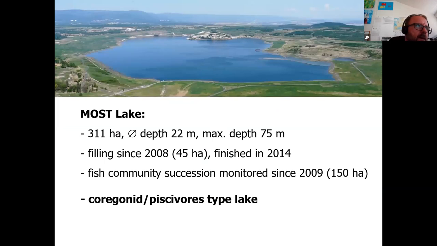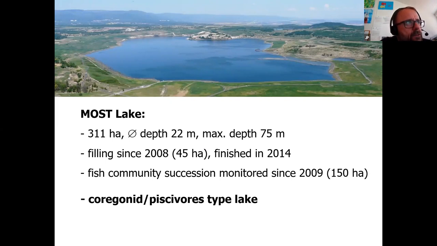So normal scaled fish. The second lake I'm going to talk about is Most Lake, the deepest lake, with a maximum depth of 75 meters. The filling, or flooding, started in 2008, but already at that time the area of the lake was 45 hectares. And the lake was finished in 2014.